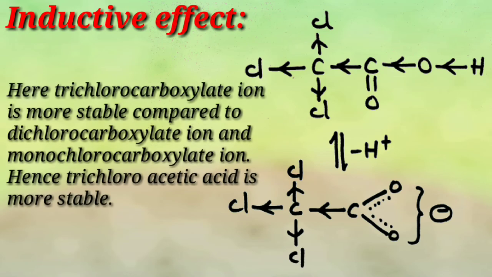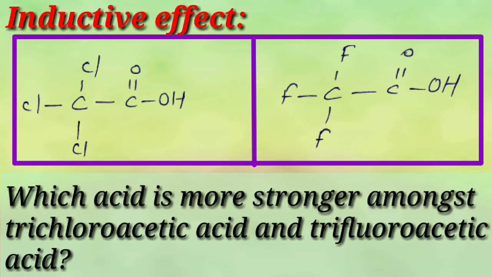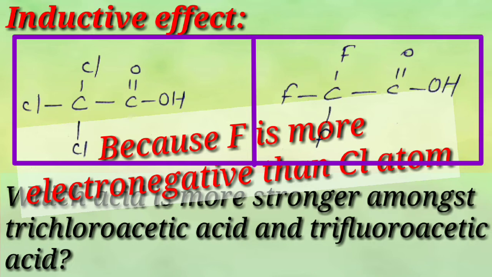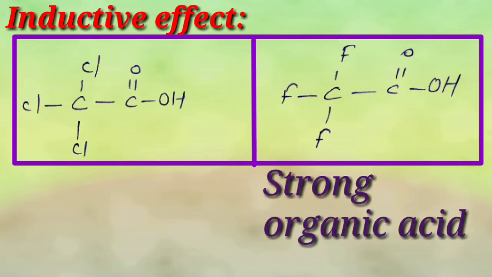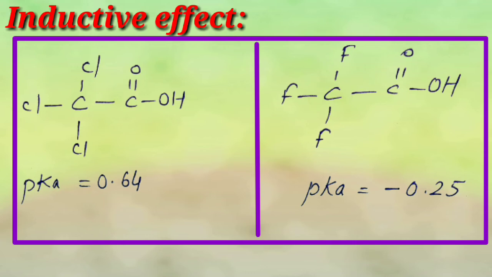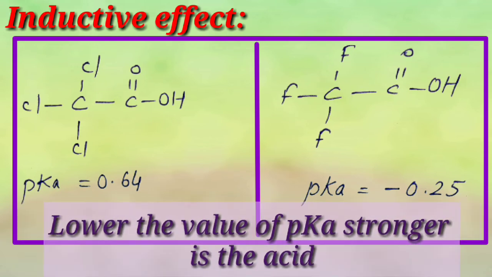Trichloroacetate was stabilized by inductive effect. The inductive effect in case of trifluoroacetic acid depends on electronegativity. Fluorine substituents have a stronger inductive effect than chlorine substituents, making trifluoroacetic acid a very strong organic acid. So as shown over here, trichloroacetic acid, its pK value is 0.64. On the other hand, the trifluoroacetic acid, its pK value is minus 0.25.